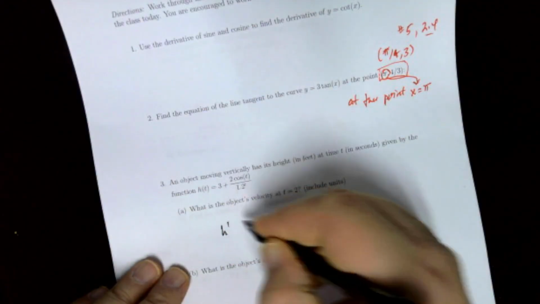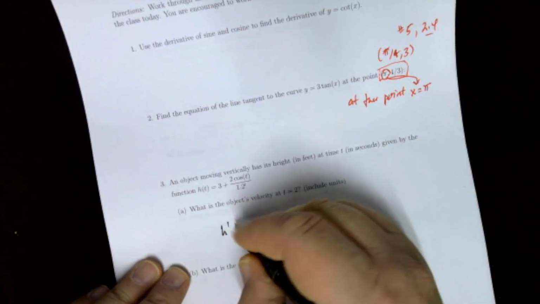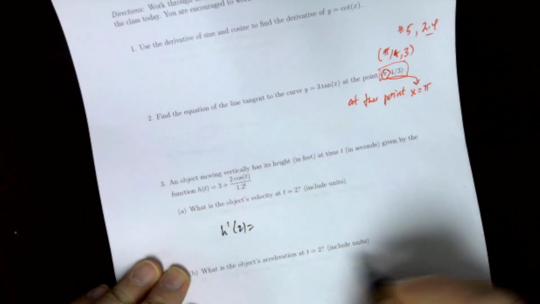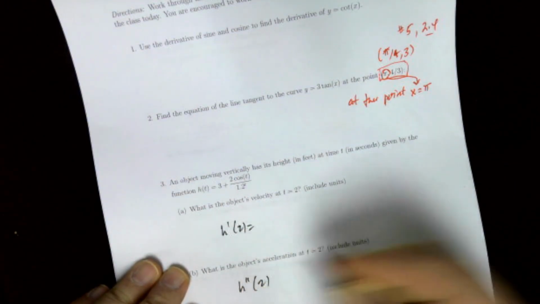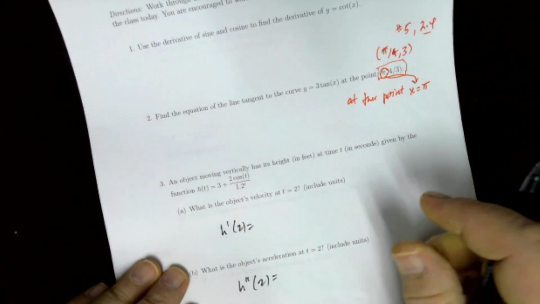So here we're going to have to compute h prime of t, and then plug in 2. And then here we're going to need to take the second derivative and then plug in 2. Okay, good. So let's try that out.